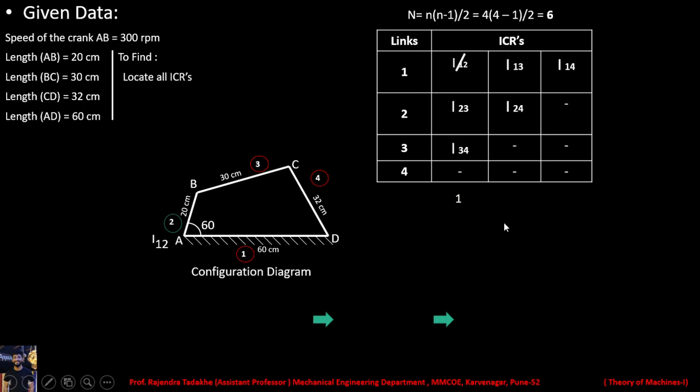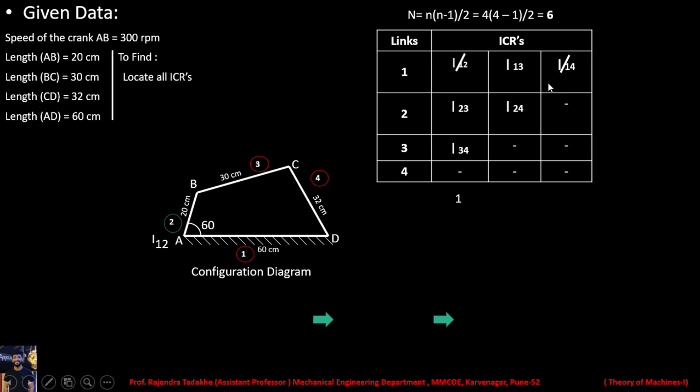Next, we have to locate the ICRs by observation and by some graphical construction. We have already seen in the types of ICR that there are some instantaneous centers which we can locate by observation. Basically, the fixed instantaneous centers and the permanent instantaneous centers we can locate just by observation. So here I12 is the fixed instantaneous center, so we can locate it by observation.